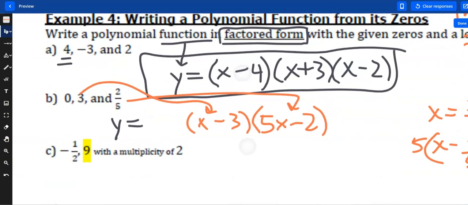Now, am I worried about what you're going to do with the first one? Yes, I am. Yes, I am. I want plain old x. Plain old x. People screw that up all the time.